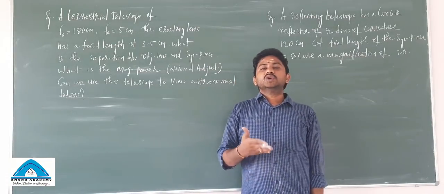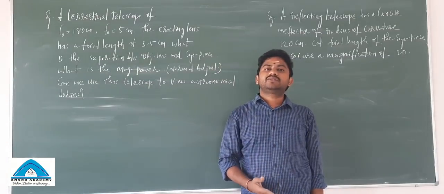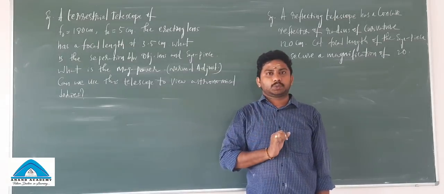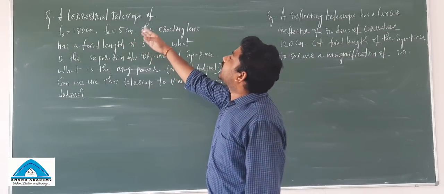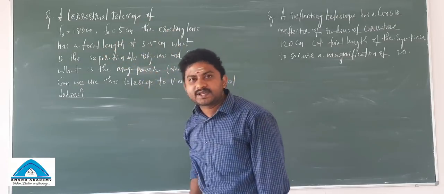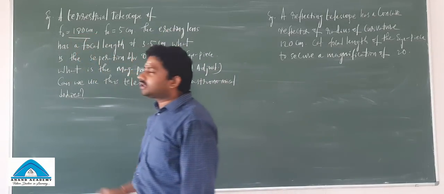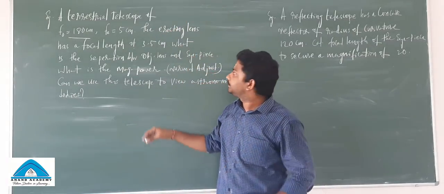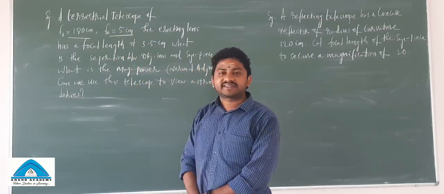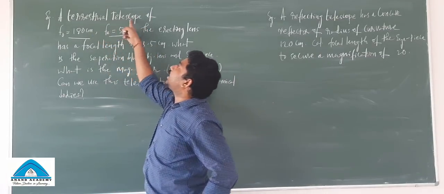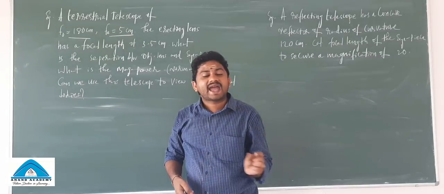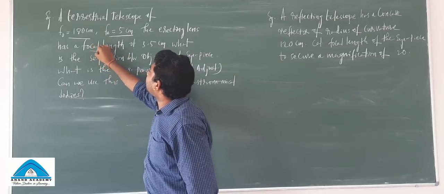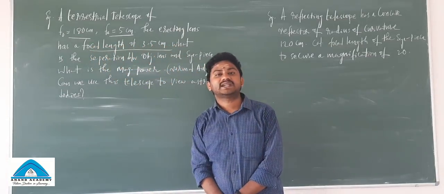Let us solve a few basic numericals related to the terrestrial telescope and reflecting telescope. A terrestrial telescope has an objective lens of focal length 180 centimeters. Objective lens focal length must be more, as we had already discussed. The focal length of the eyepiece is 5 centimeters. In a terrestrial telescope, we keep an erecting lens, right? The erecting lens has a focal length of 3.5 centimeters.